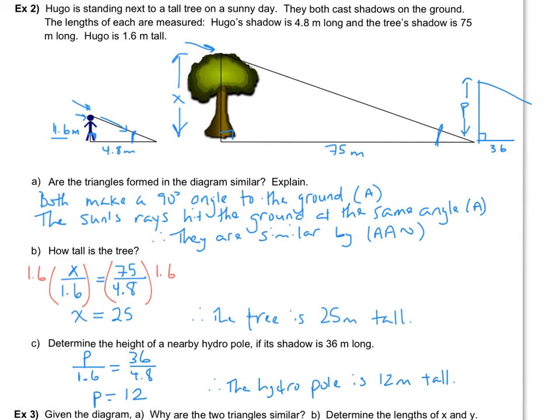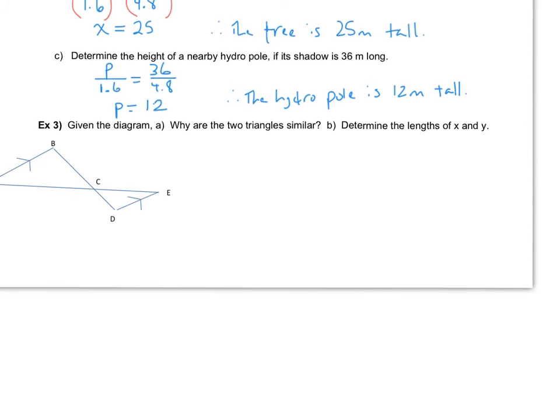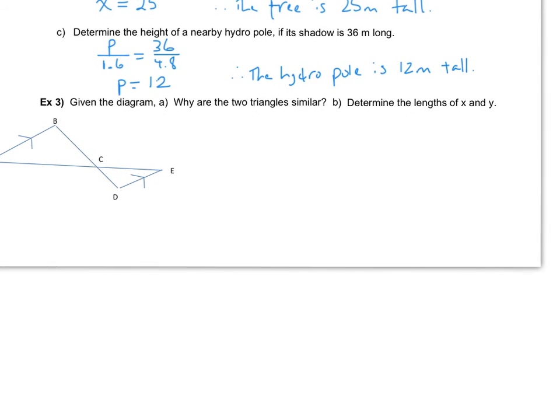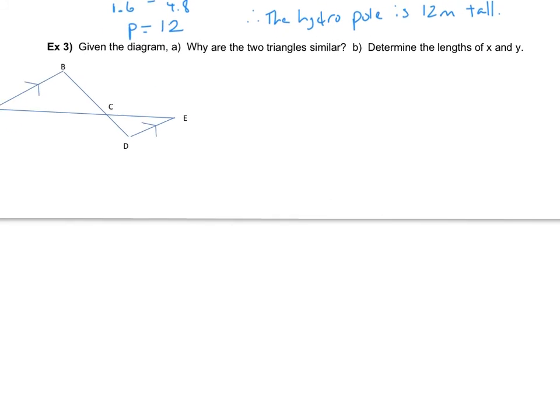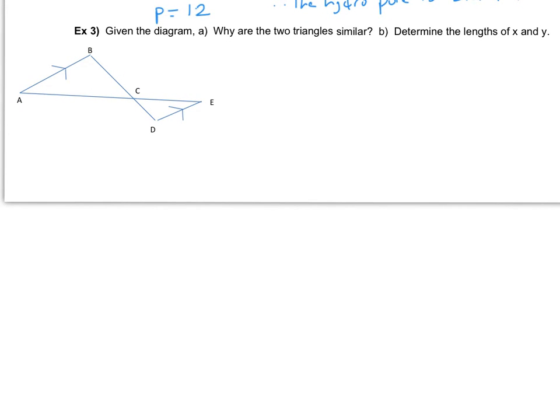All right, so moving on here, I've got the next and the last example. Given our diagram, show why the two triangles are similar, and determine the length of x and y. This would have been better had I actually given you the values on the diagram, which I will add to mine right now.